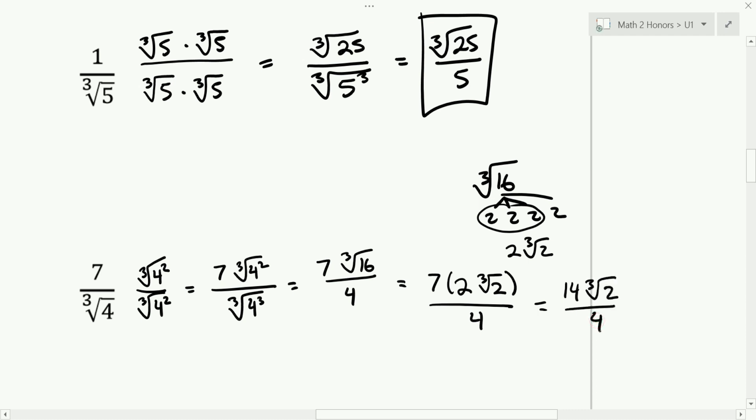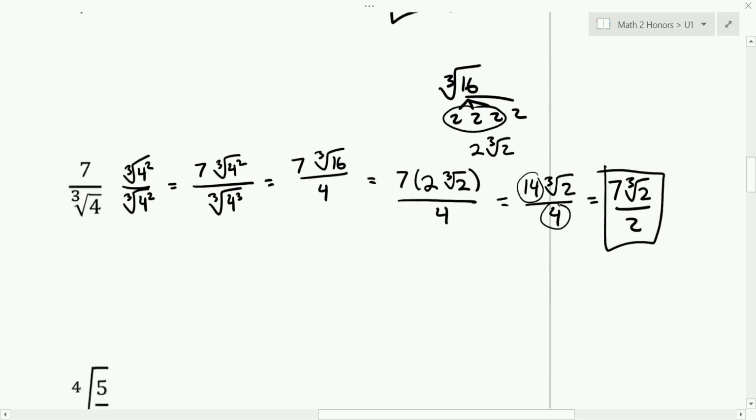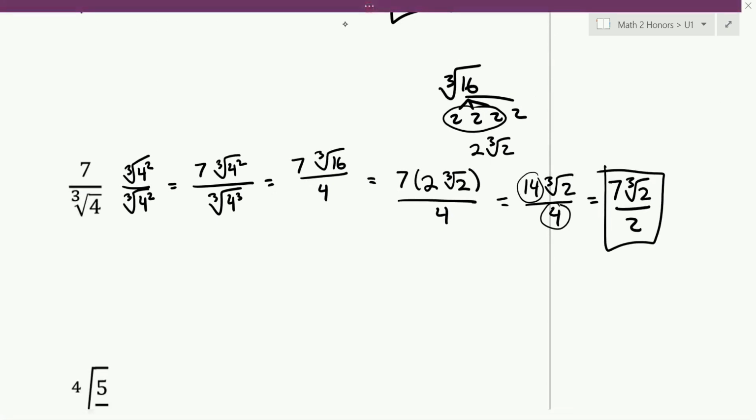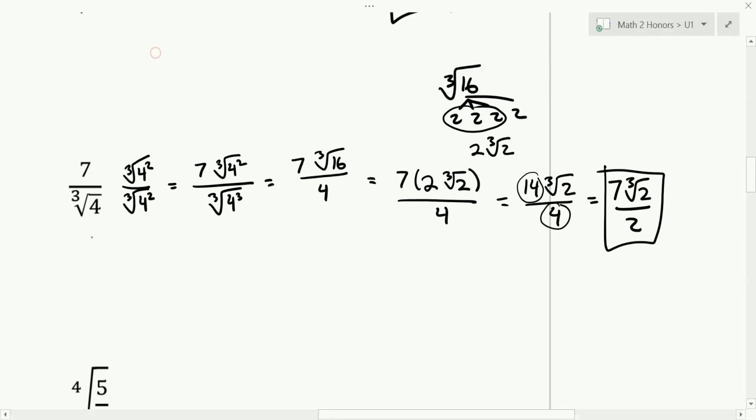Can I stop there? Still something that we need to do what? Reduce the fraction. So when I say reduce, you're looking at the two numbers that are not underneath the root. And you can divide both those by 2, and you get 7 cube root 2 over 2. You finally got there with that, lots of steps. Okay, but that's not the only way to do this. So we're going to look at another way.